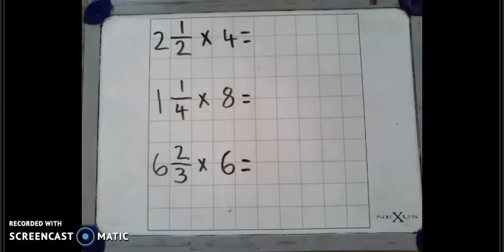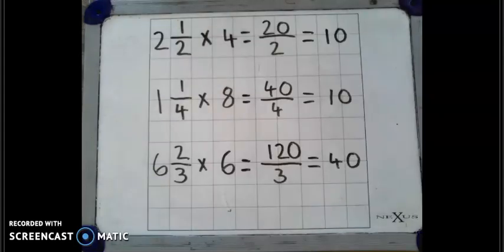Here are 3 calculations for you to have a go at yourself. 2 1/2 multiplied by 4. 1 1/4 multiplied by 8. And 6 2/3 multiplied by 6. You should pause the video now, take time to solve them, and then when you're ready to check your answers, unpause the video. Here come the answers.